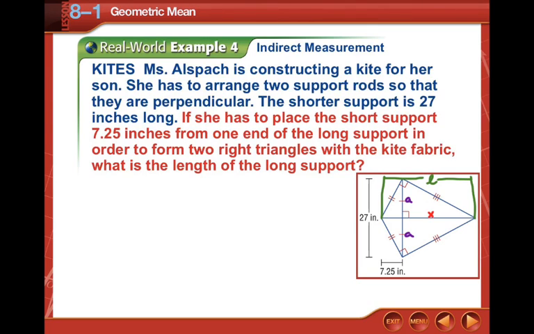First off, we can easily find our A, because we know the entire length of that support is 27, and it's half of that. So 27 divided by 2 is 13.5. Now that we know our altitude, and we know one part of our overall support, the hypotenuse, we can set up our geometric mean. So A is equal to the square root of 7.25 times X.